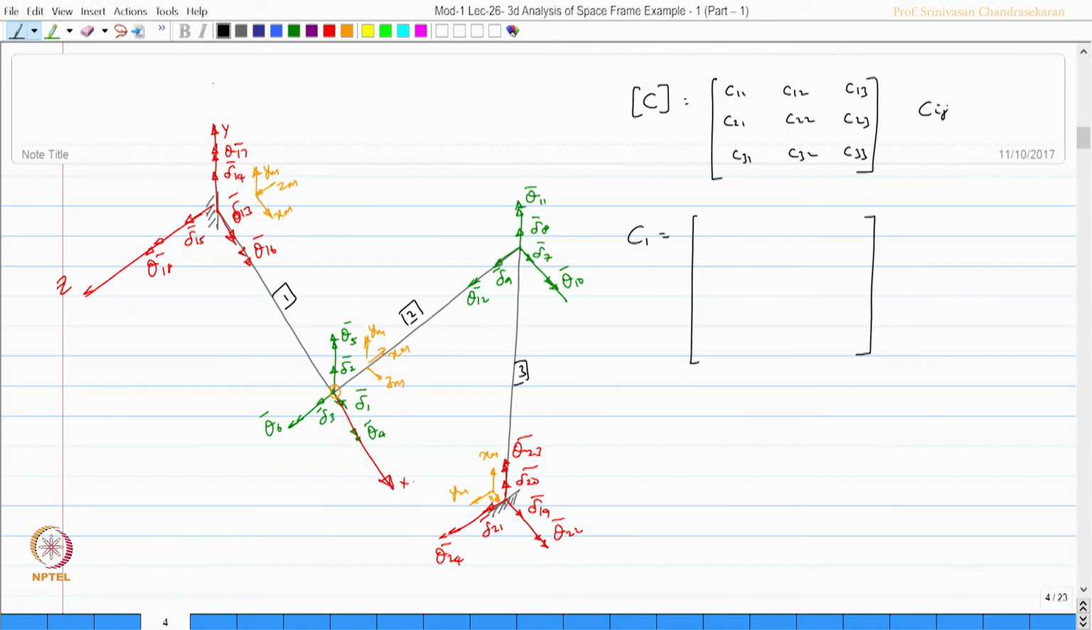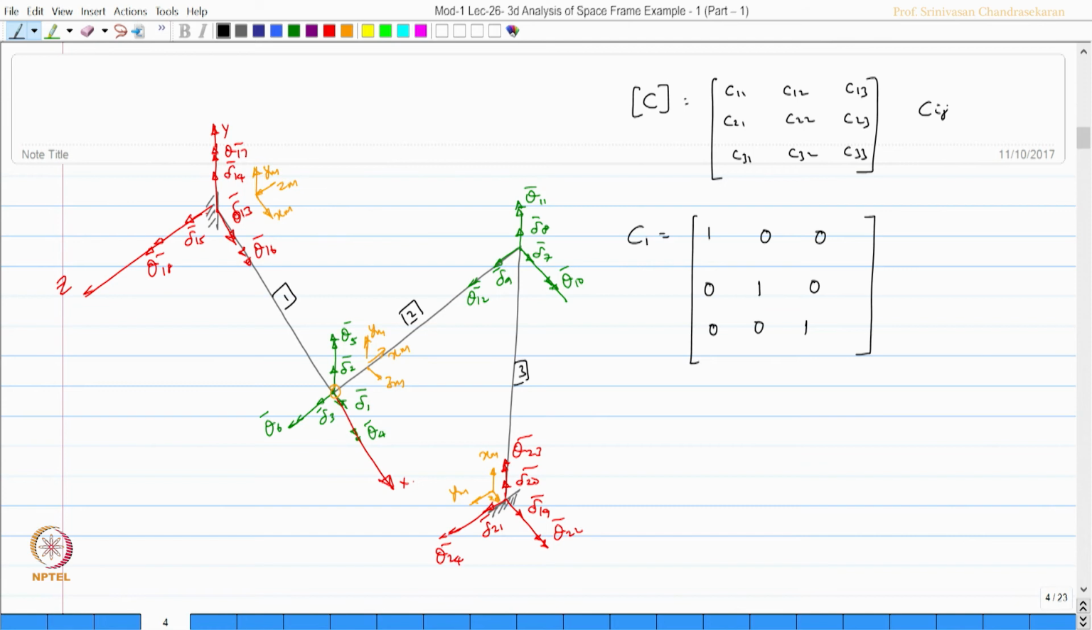Now, let us write down the C1 matrix for this. The angle between Xm of the member and X of the member 0, so cos 0 is going to be 1. The angle between Xm of the member and Y, which is 90 degree, cos 90 is 0. Angle between Xm of the member and Z, which is 90 again 0. Similarly, angle between Ym and X is 90, Ym and Y 0, that is cos 0 is 1, Ym and Z 90 becomes 0. Similarly, Zm and X 90 0, Zm and Y 90 0, Zm and Z 1. So, that becomes my C1 for translation.